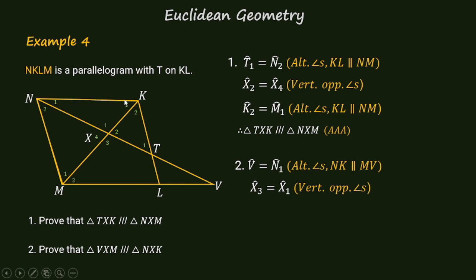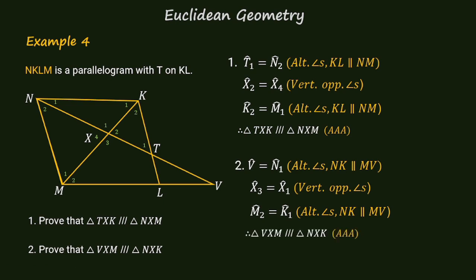M2 will be equal to K1. Those are alternating angles, yes, because NK is parallel to MV. Therefore, the two triangles will be similar to each other. Triangle VXM will be similar to triangle NXK. The reason: angle, angle, angle.